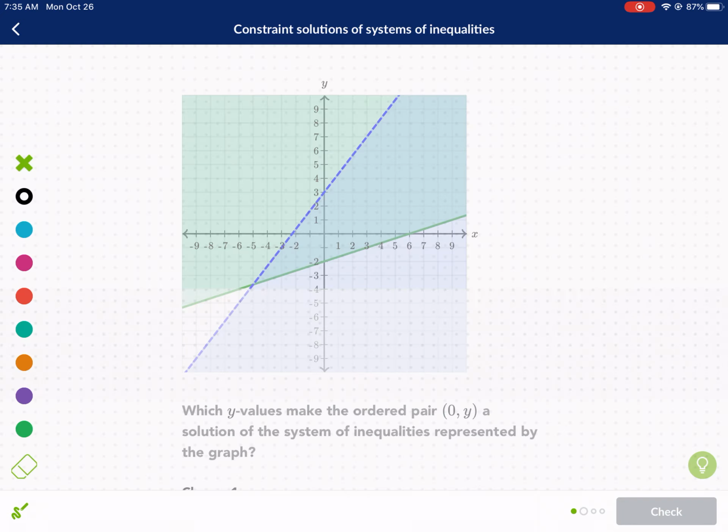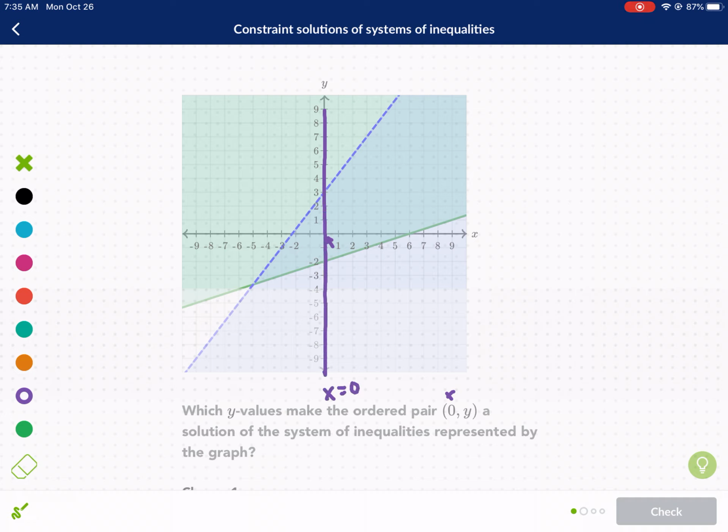Now we're just going the opposite. We're flipping it. Okay, so we already know our x value. Our x value is 0. Where is x equals 0? Well, x equals 0 right there. So we're looking at this little slice here. That's everywhere where x equals 0.